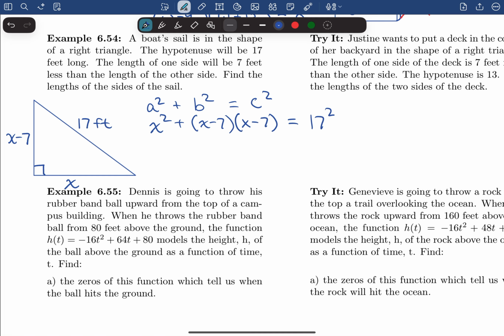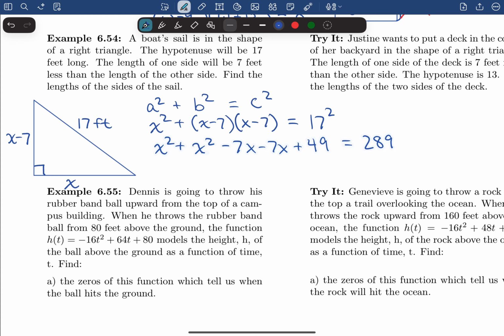There you go. And now we're going to FOIL it. We're going to multiply it all together. So I have x squared plus x squared minus 7x minus 7x plus 49. And that equals 17 squared. Right? 17 squared. Well, that's 289. So I'm going to write 17 squared is 289 just to start to simplify things a little further.